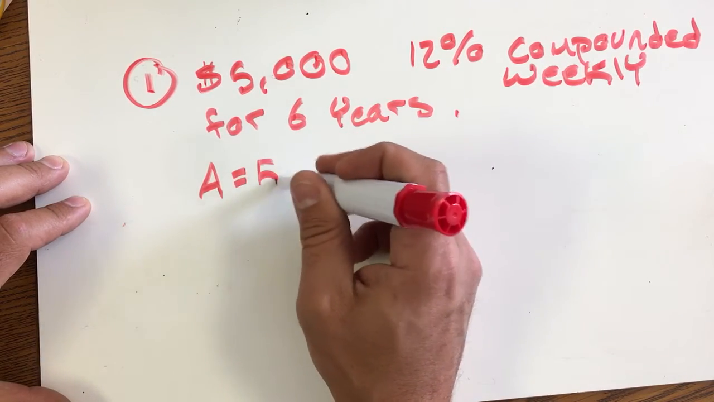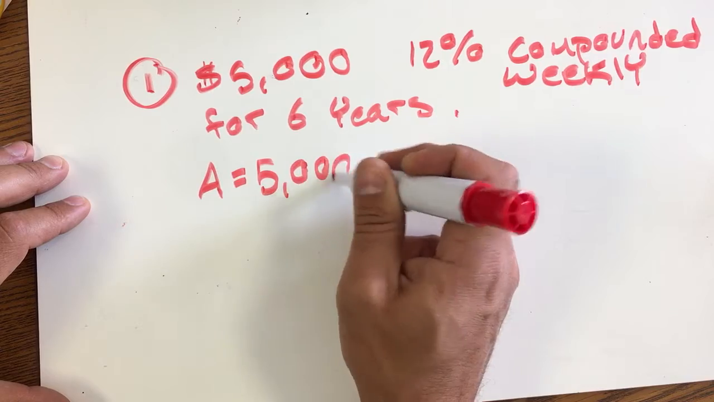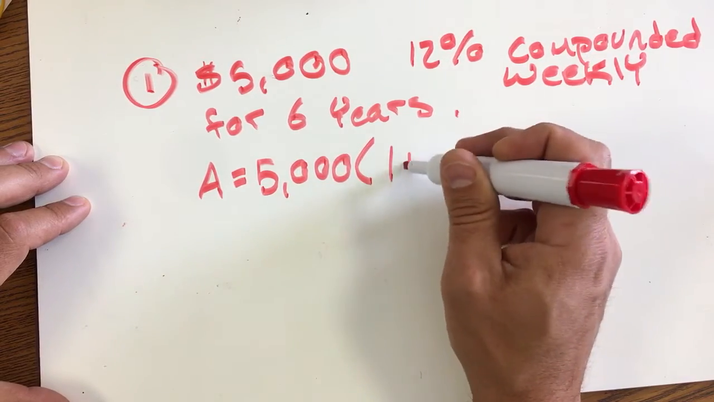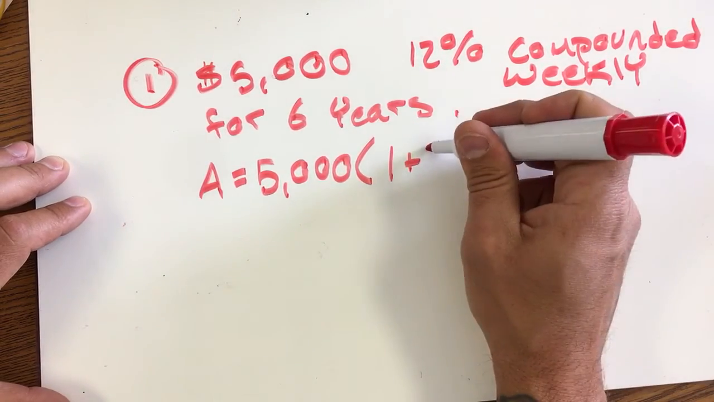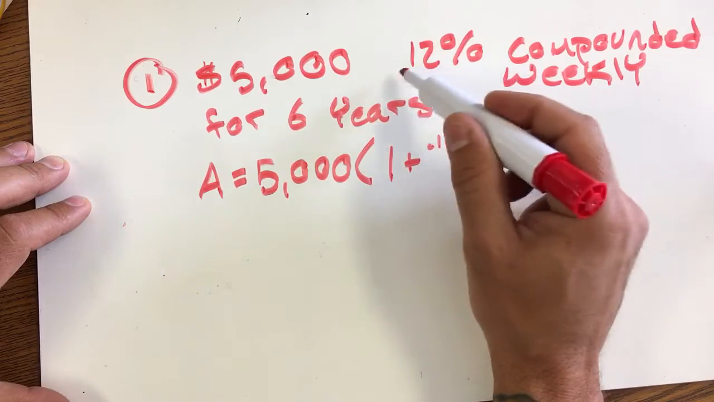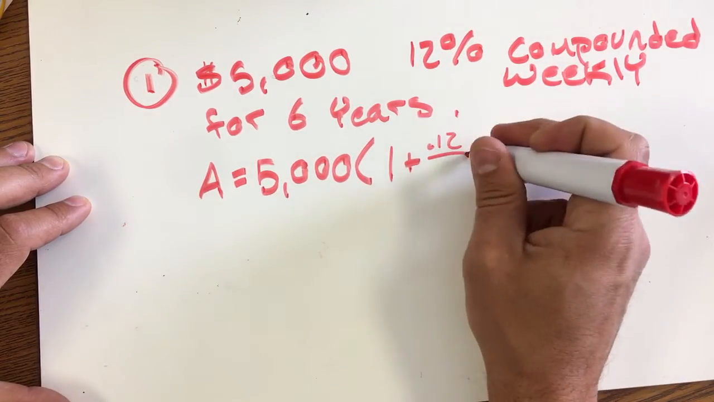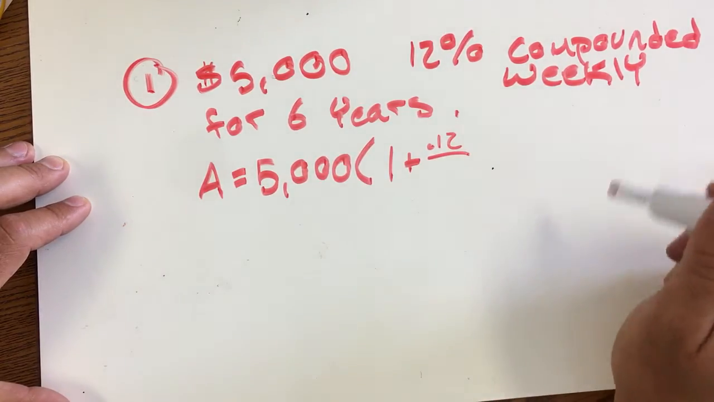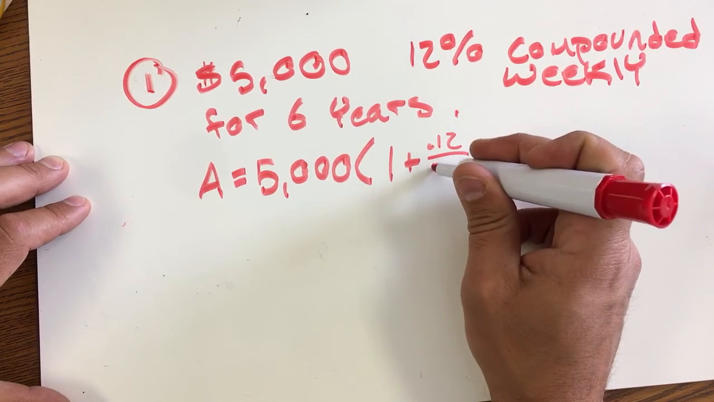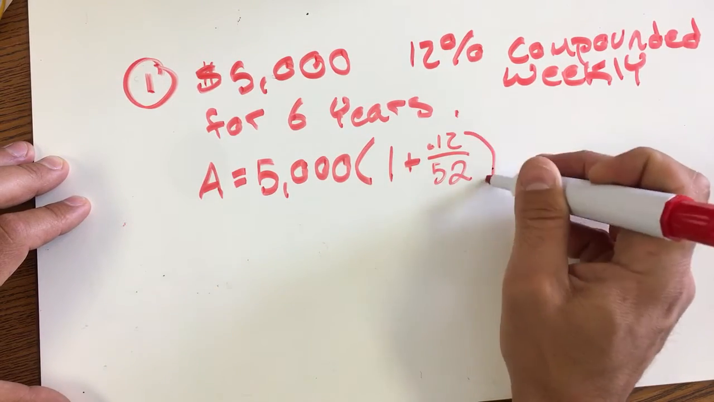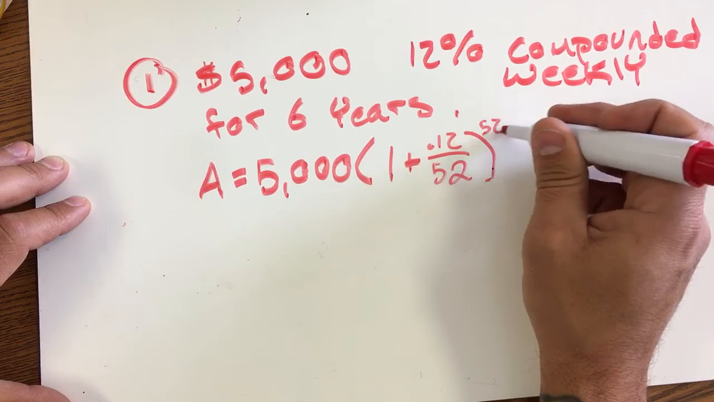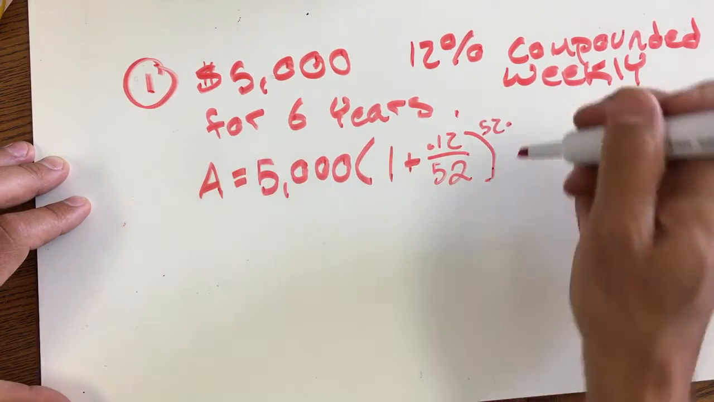We know the starting amount, that's 5,000. We're getting more, so we're putting plus 0.12 because I have to put this as a decimal over. We're compounding weekly, so I need to know how many weeks in a year, and there are 52. To the power of 52 times how many years, which is 6.